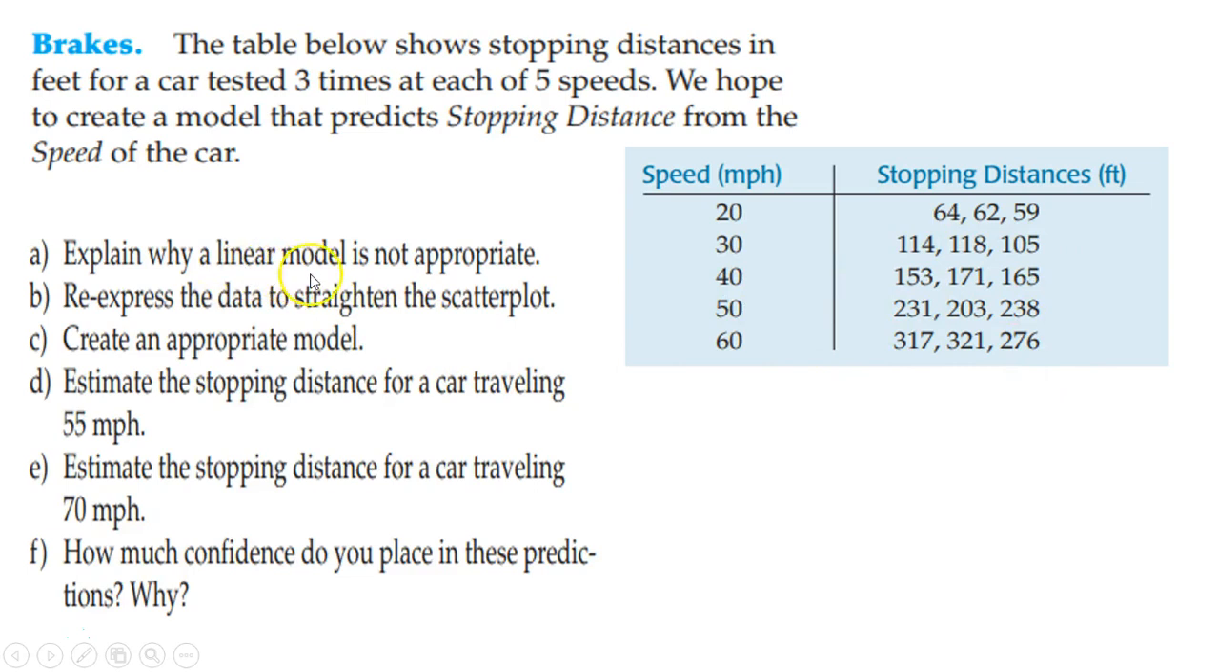It says explain why a linear model is not appropriate. Re-express the data to straighten the scatter plot. Create an appropriate model, then estimate. So basically they want you to do a scatter plot, then realize why it's not good, and then recreate another one, and then plug in some stuff to estimate it.